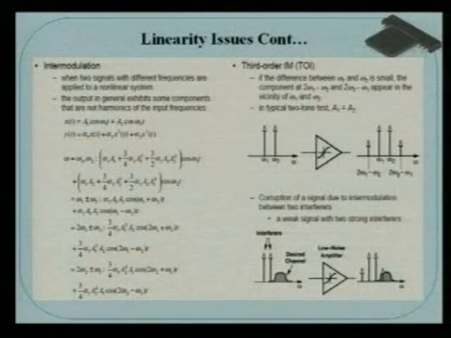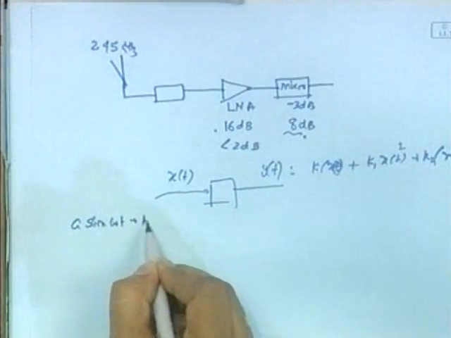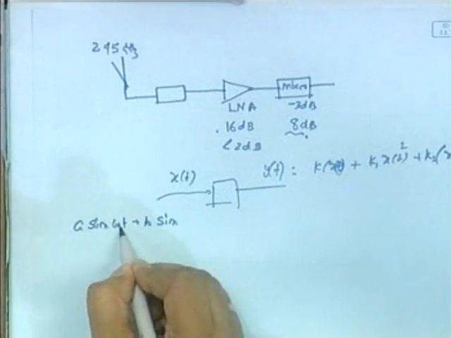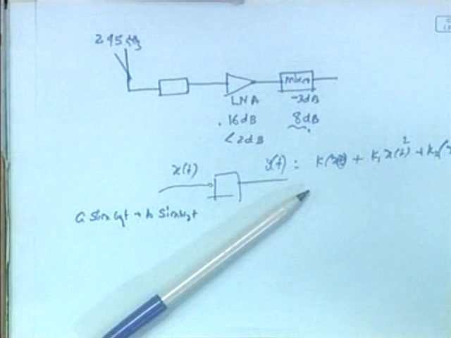and noise figures. Now, very quickly, signals may not be only a single tone, a sin omega t. x(t) may be a combination of another one, a sin omega 2t, maybe multi-tone. Then the complexity for nonlinear devices will be much more difficult to understand.